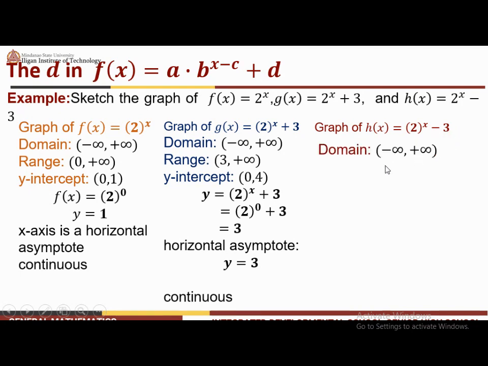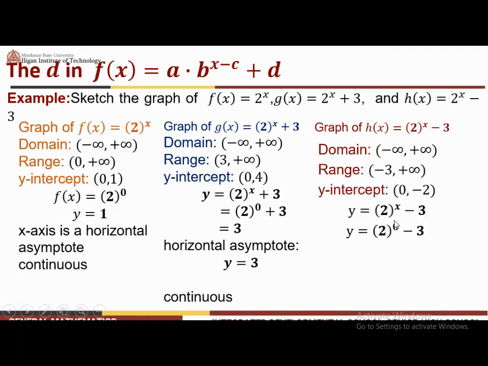So, the graph of function h, which is equal to 2 to the power of x minus 3, we'll have for the domain, from negative infinity to positive infinity. For the range, we have negative 3. Nagsisimula ka sa negative 3. So, ang tip lang niya, makikita mo, sure ka naman na hindi siya ma-0. So, nagsisimula ka sa negative 3. Yan yung range natin. Then, yung y-intercept, let's let x equal 0, and you'll have y equal to negative 2, and the horizontal asymptote here is y equals negative 3.